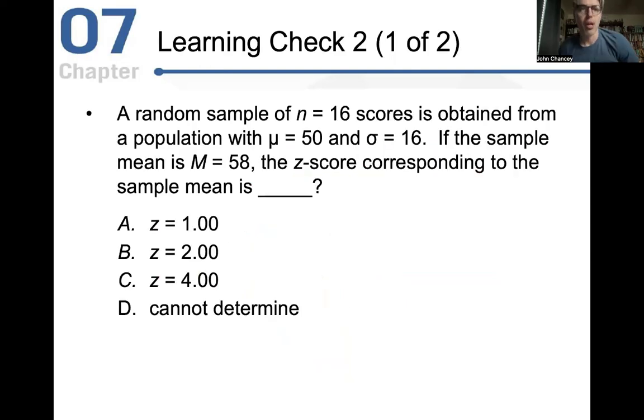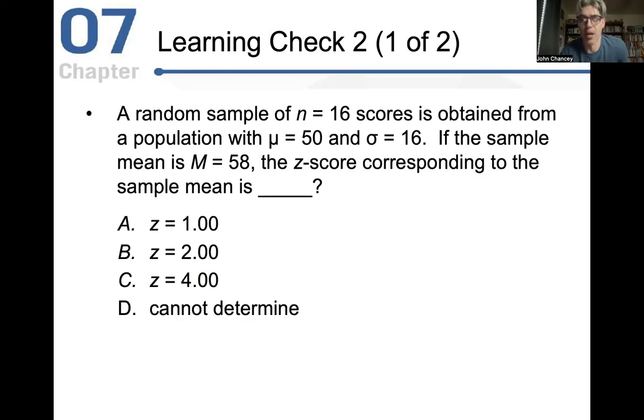Okay, let's do another comprehension check. A random sample of n equals 16 scores is obtained from a population with a mean of 50 and a standard deviation of 16. If the sample mean is 58, the z-score corresponding to the sample mean is what? Is it A, z equals 1, B, z equals 2, C, z equals 4, or D, cannot determine? I'll go ahead and spoil it for you now. It's definitely not D. We can determine it, but you may want to pause and do the math yourself before coming back.